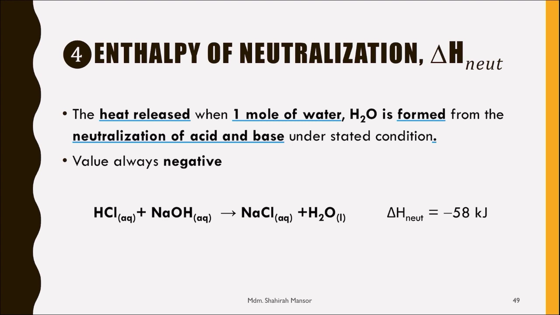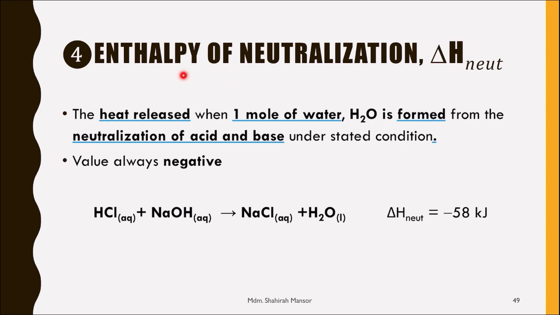The next one will be enthalpy of neutralization. If it is standard enthalpy of neutralization, your symbol will be delta H naught neutralization. If it is enthalpy of neutralization, the symbol will be delta H neutralization. So what is the difference between these two names? For standard enthalpy of neutralization, where we have the naught symbol, the reaction is done under standard condition, which is at temperature 298 Kelvin or 25 degrees Celsius and at 1 atm.